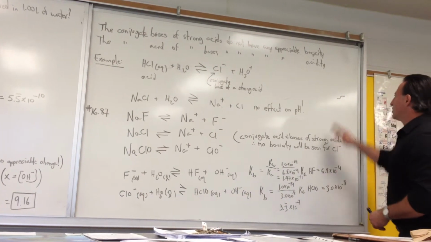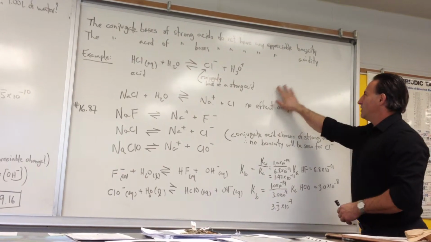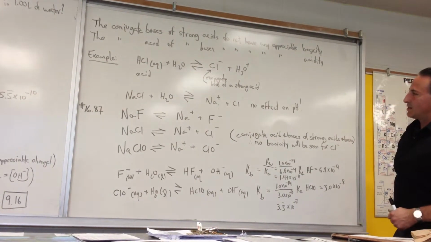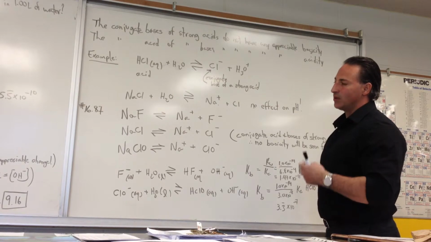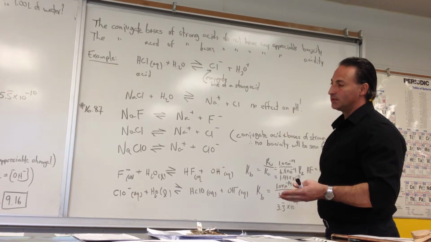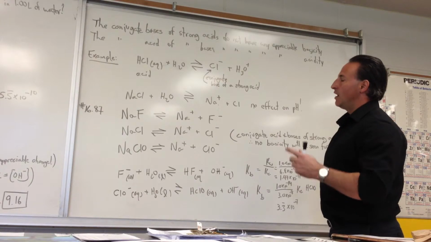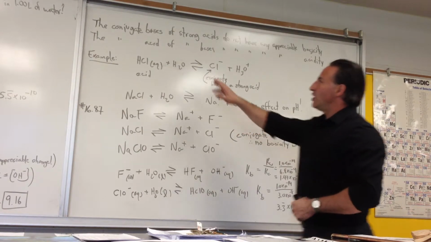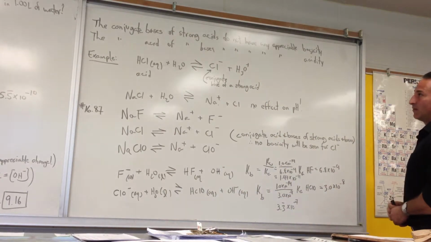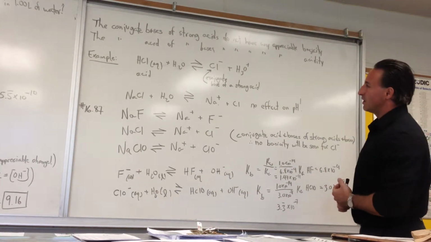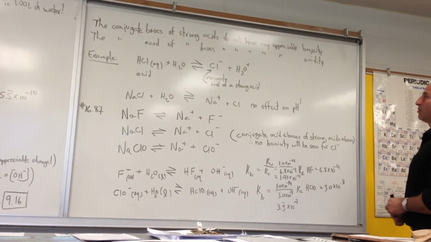So we can conclude by saying that the conjugate bases of weak acids are also weak bases, and that the conjugate acids of weak bases are weak acids. However, we should recall that the conjugate bases of strong acids do not have any appreciable basicity, and that the conjugate acids of strong bases do not have any appreciable acidity.